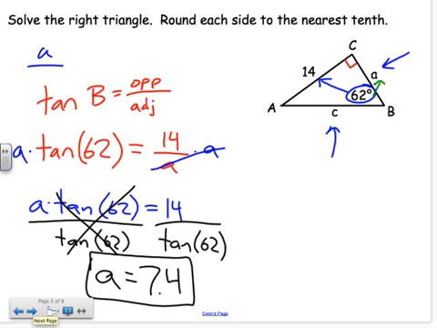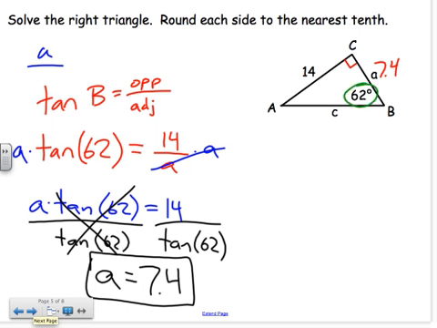So you have to use a little algebra there after you get it set up. Well, let's go ahead and solve for C as well. A couple ways to do this. You know that A is 7.4, so now you could use the Pythagorean theorem if you want to. But let's go ahead and use a trig ratio just to get used to it.